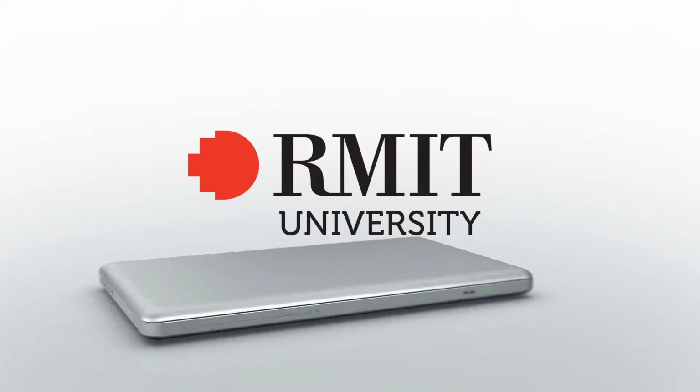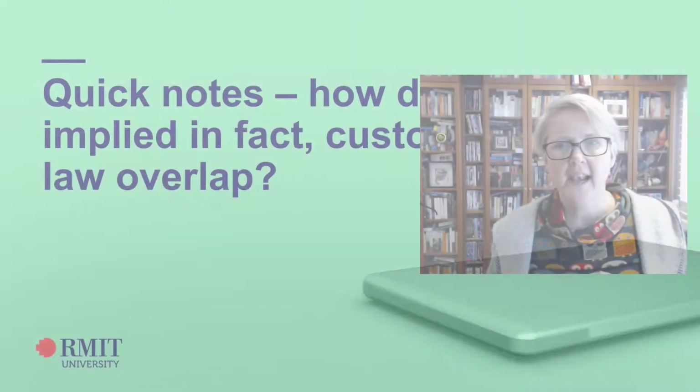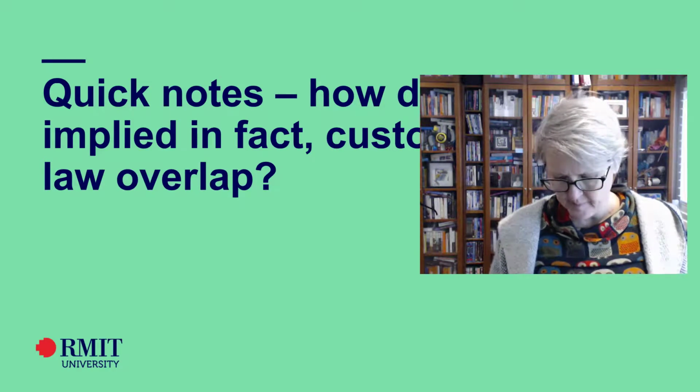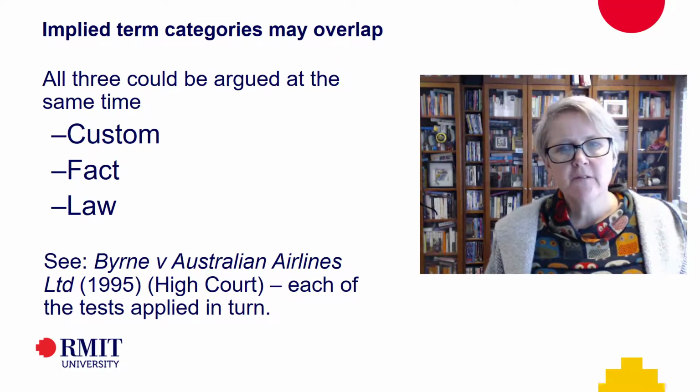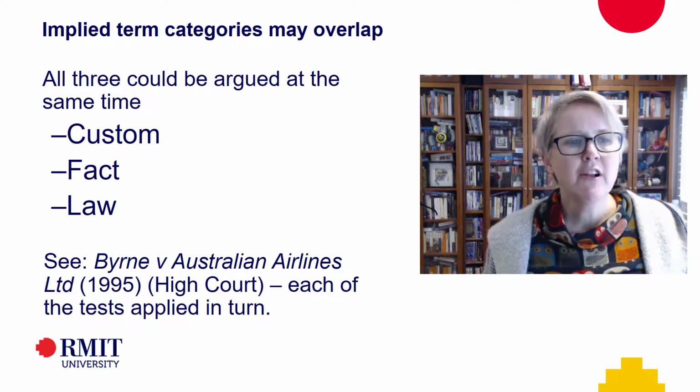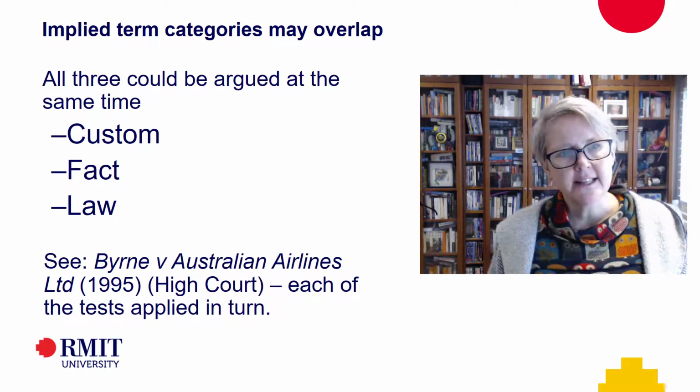So really quickly, let's just recap here. How do terms implied in fact, custom, or law overlap with each other? Basically, it's important to remember that all three can be argued at the same time. Have a look at Byrne and Australian Airlines. Each of the tests for custom, then fact, then law are applied in turn.